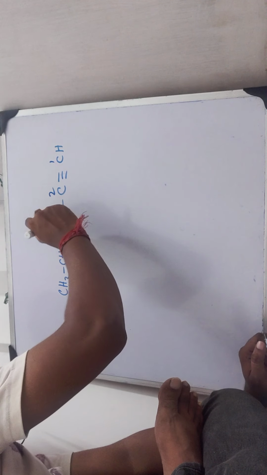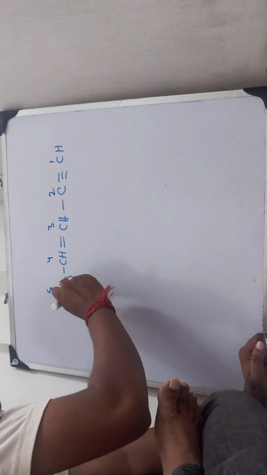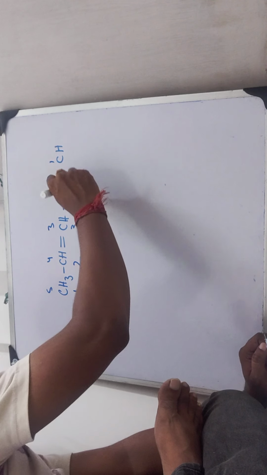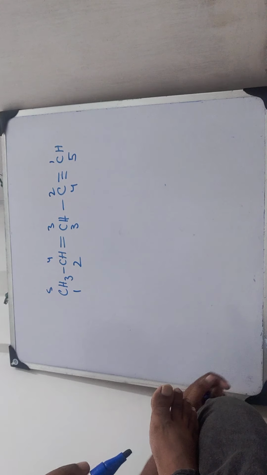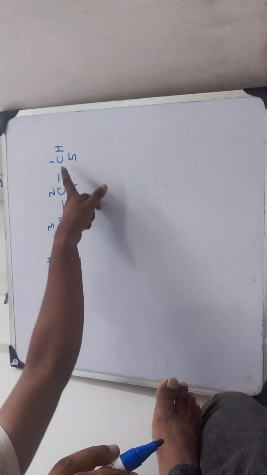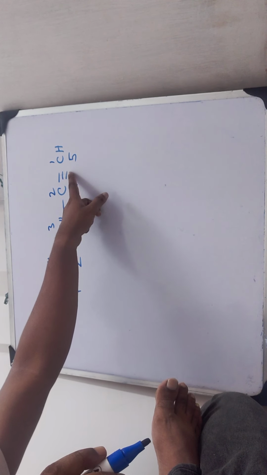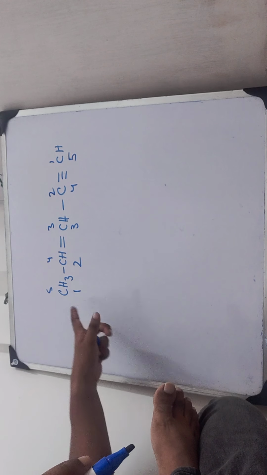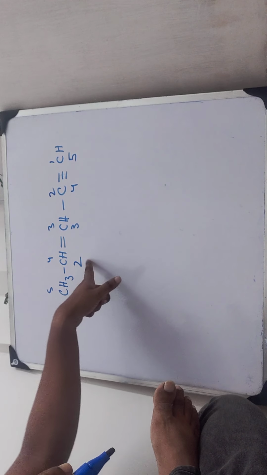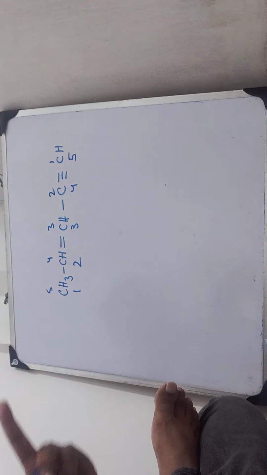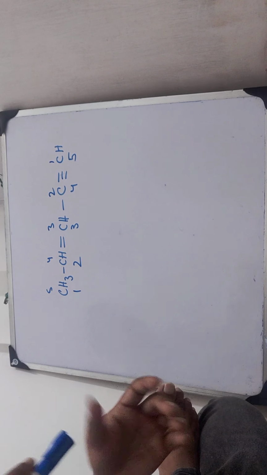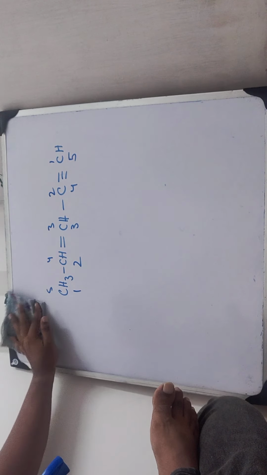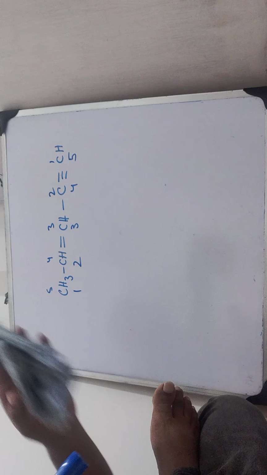1, 2, 3, 4, 5, or 1, 2, 3, 4, 5. First you will have to see that if we place 1 here, the triple bond will come between 1 and 2, that is 1, and the double bond will come at 3. And if we start from here, the double bond will come at 2 and the triple bond will come at 4. The question is, which one between double bond and triple bond will get greater priority?